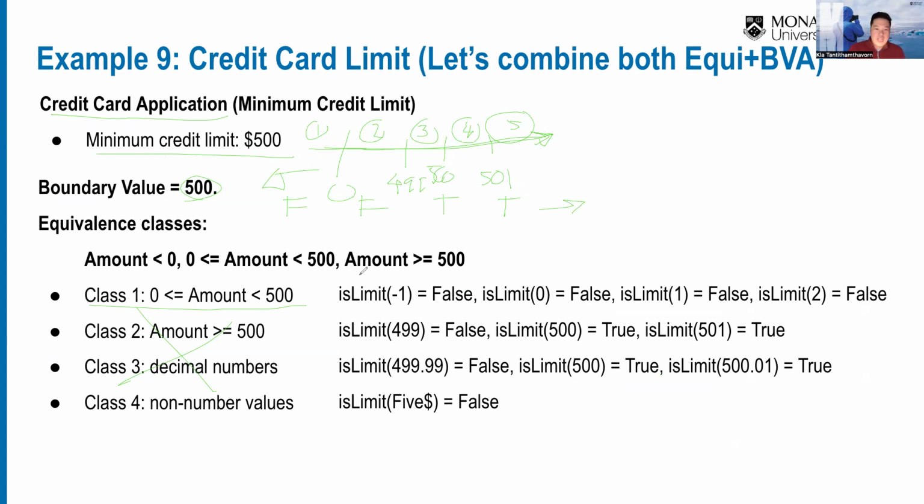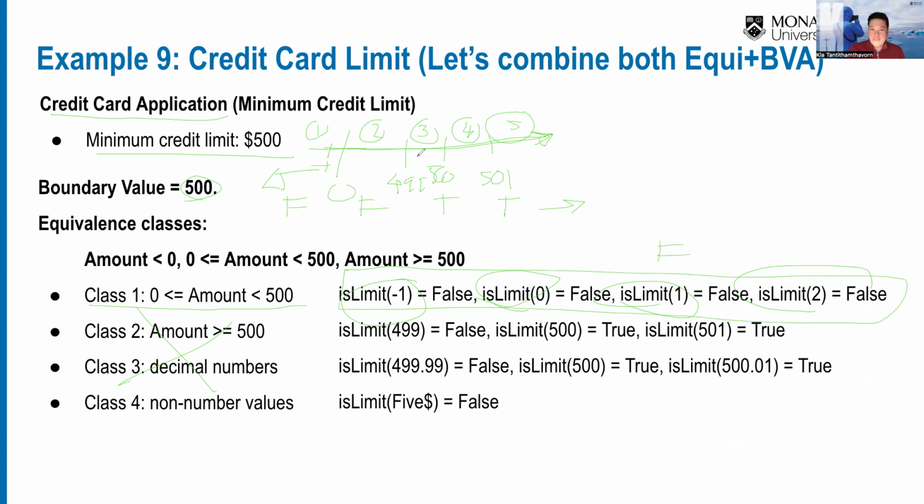Once you have the equivalence partitions, you come up with the test cases. Around 0, you might want to test -1, then 0, and you want to test 1 as well, or 2. All of these should return false.